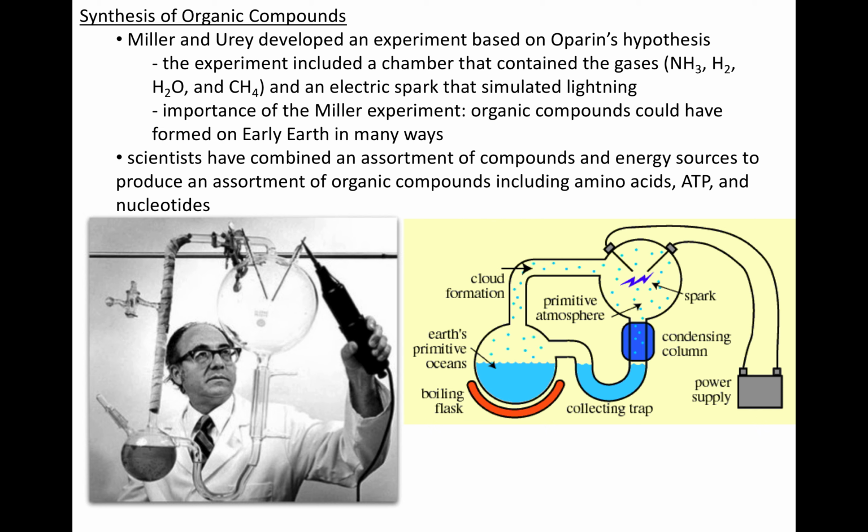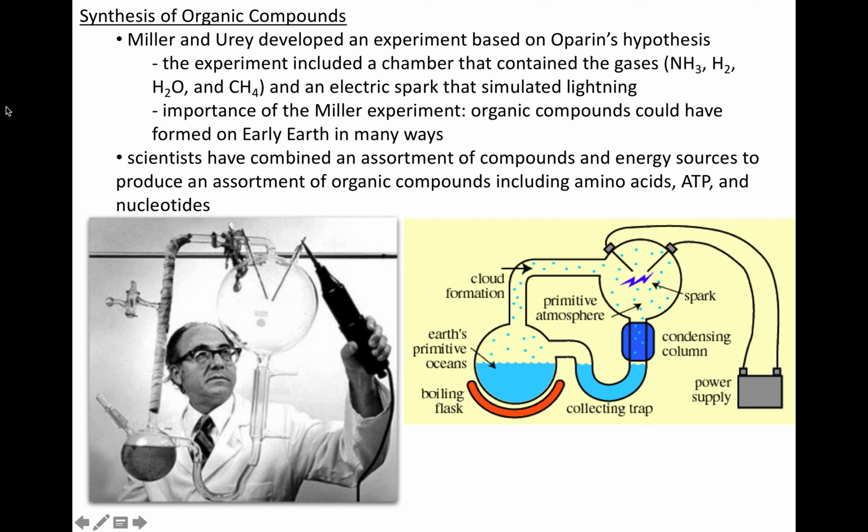What did they do? They took ammonia gas, hydrogen, water, methane. They put them in a container. They applied a spark to simulate lightning. They heated it up. They zapped it with ultraviolet light, lamps, things of that nature. And what did they notice? They basically collected organic molecules.